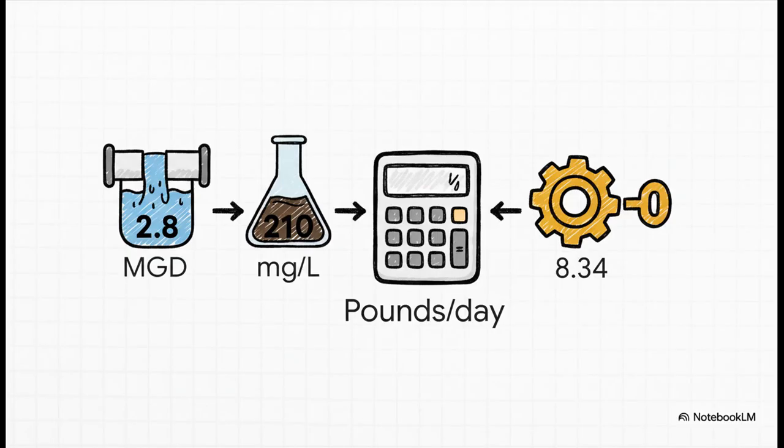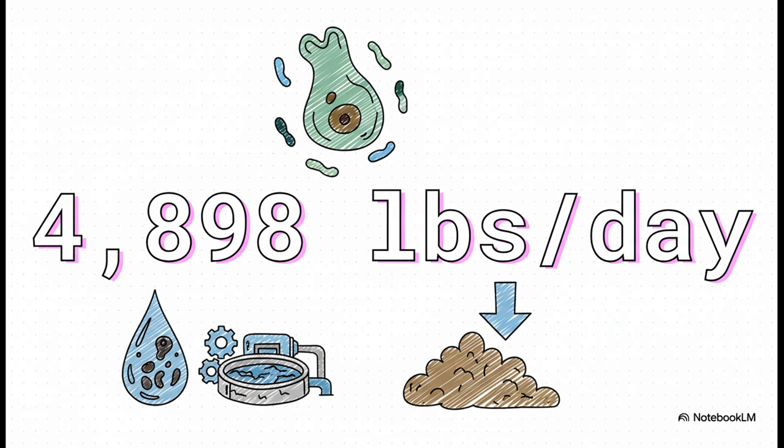We just take our numbers and plug them right in. We have our flow of 2.8 MGD, our concentration of 210 milligrams per liter, and our magic conversion factor, 8.34. Now let's multiply them all together. And there we go. The answer is 4,898 pounds per day. Now remember, that's not just a number on a calculator. That represents a physical thing. That means almost 5,000 pounds of organic pollution is hitting that plant, and its equipment and biology have to remove all of it every single day.